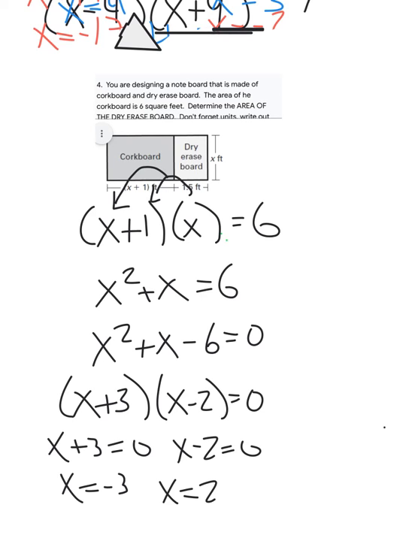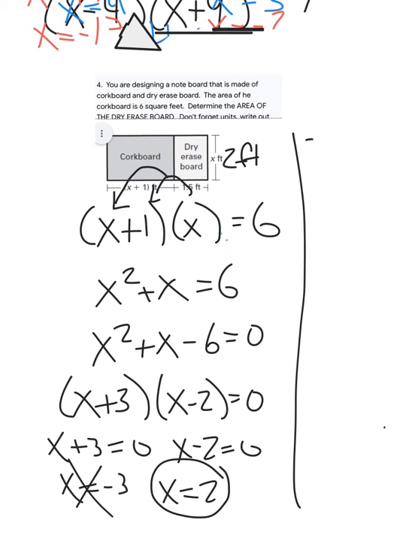Now, one of our dimensions cannot be negative. Doesn't make sense to use that -3 because we can't have negative feet. So we're going to use x equals 2. The question asks us to find the area of the dry erase board. Well, notice we now have the missing value for x. It happens to be 2. To find the area, we can do length times width. So to find the area of the dry erase board, I'm going to do 2 times the width, 1.5. 2 times 1.5 would give me 3 feet. And make sure to add the squared. So 3 square feet for our final answer.